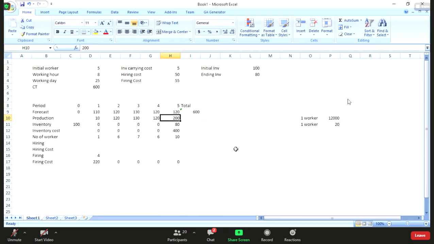Okay, now we go here. Number of worker. After we fire 4 workers, it means that now we have only 1 worker. But in period 2, we need 6 workers. It means that we need to recruit another 5 workers. We need to hire another 5 workers. So the hiring will be 5.